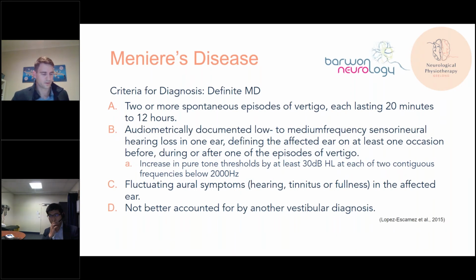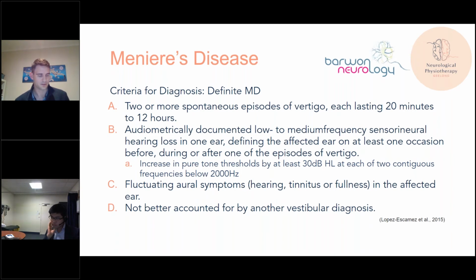Just want to run over the criteria for Menieres disease. There was once a time where I think most people ended up with a diagnosis of Menieres disease if they had episodic vertigo. But the criteria set out by the Barany Society in 2015 have tried to lock it down to patients that have had 2 or more spontaneous episodes of vertigo lasting 20 minutes through to 12 hours.